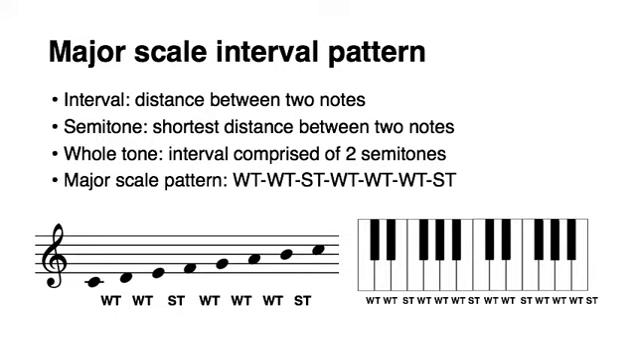In major scales, there are 2 distances or intervals between adjacent notes. Interval is the more appropriate musical term for a distance between 2 notes. In major scales, there are 2 possible intervals, a semitone or a whole tone. You'll remember that a semitone is the shortest distance between 2 adjacent keys on the keyboard. If you're looking here at this layout of the piano keyboard, you can see that we have semitones.